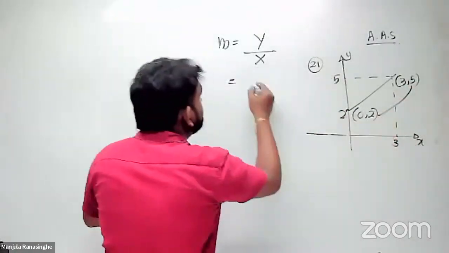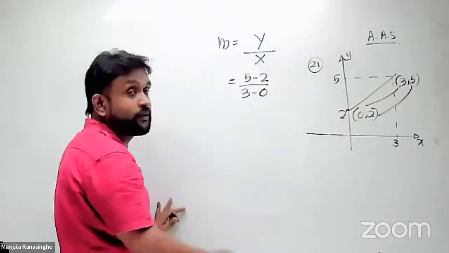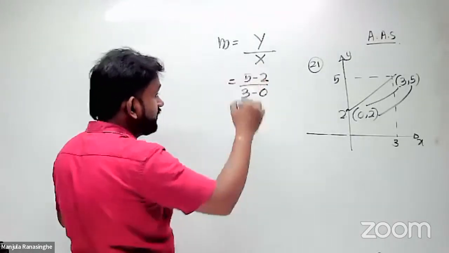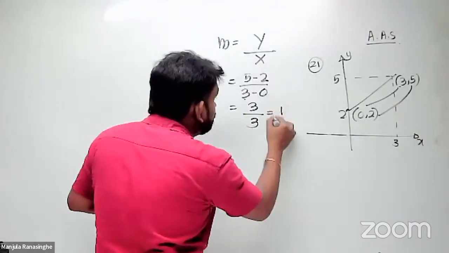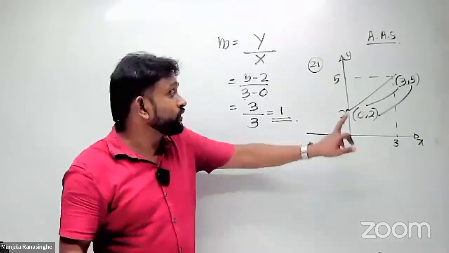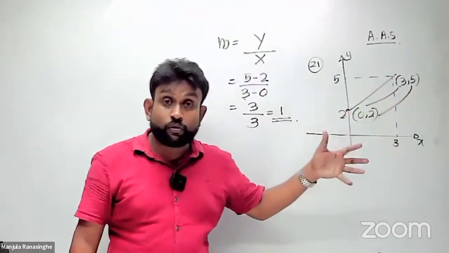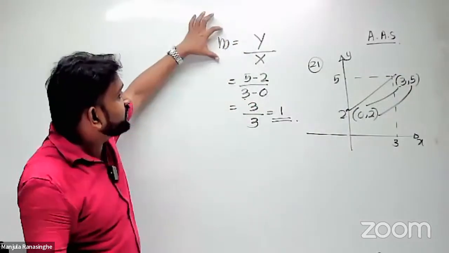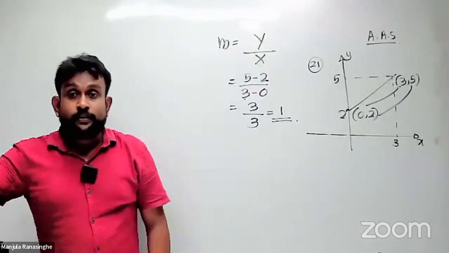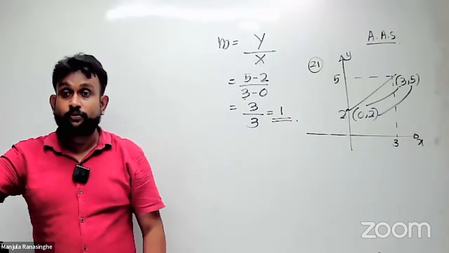Take it in this manner: 5 subtract 2, the y difference, divided by the x difference, 3 subtract 0. So 5 subtract 2 is 3, 3 subtract 0 is 3. 3 divided by 3 is 1, so 1 is the gradient. Understand how to convert this into a coordinate, how to write the 2 coordinates, and how to find the gradient, y difference over x difference, all the time. Right, now we move to question number 22. If you have any doubts, ask the question.